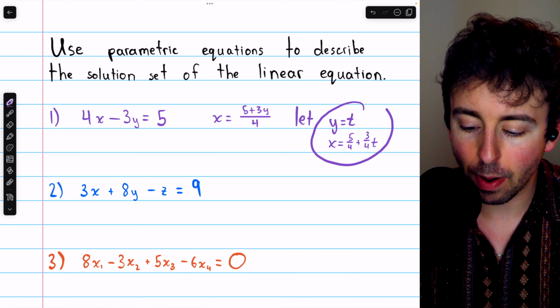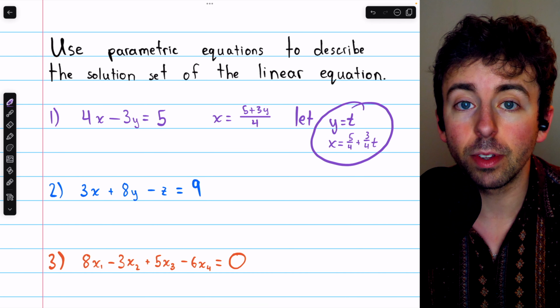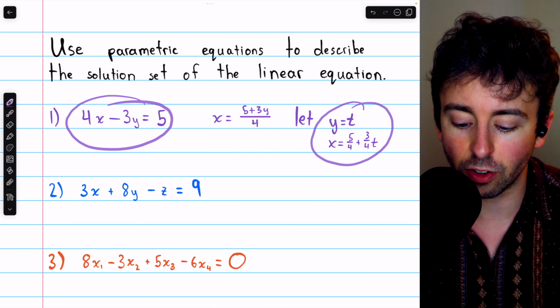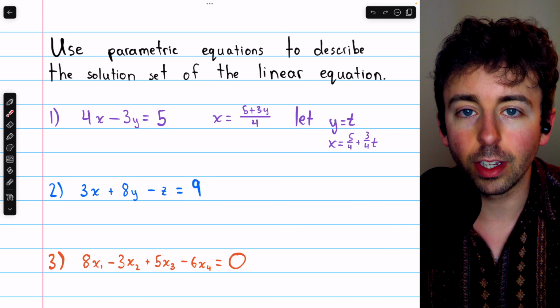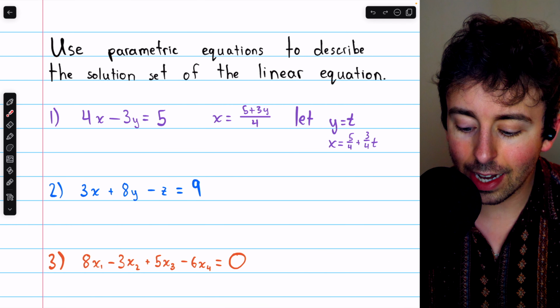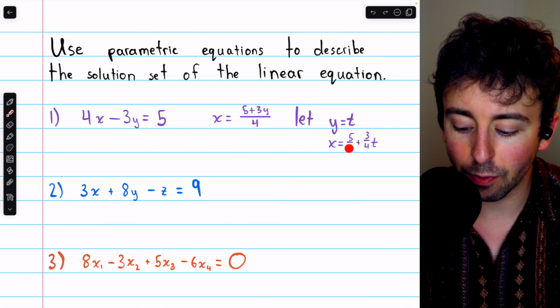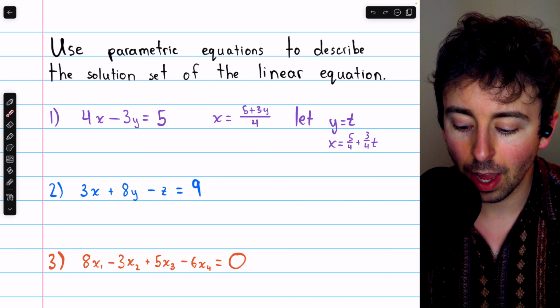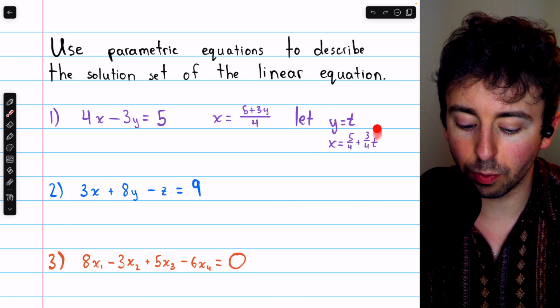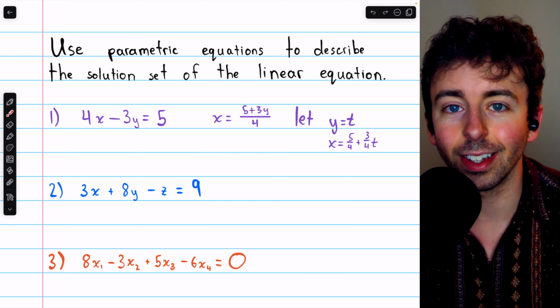And so these are the parametric equations that describe the solution set for this equation. y is an arbitrary parameter t, it's free to be whatever it likes, and x is calculated accordingly, 5/4 plus 3/4 t. Any x, y pair of this form will be a solution to this linear equation.